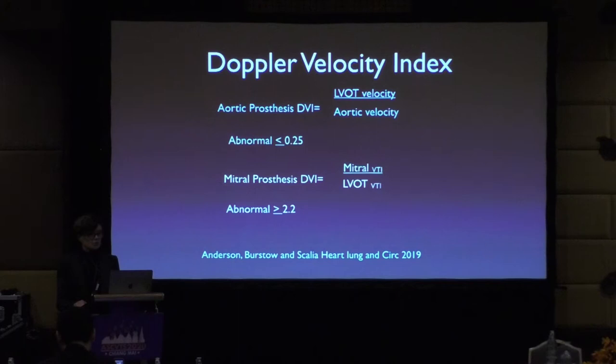Now, with the aortic prostheses, this automatically corrects for flow. If the patient has AR and the gradient is up, the left ventricular outflow tract velocity will also go up. So that ratio should not be affected. And with the mitral prosthesis, again, you can look at the mitral VTI over the left ventricular outflow tract VTI, but it's important that there isn't any AR.